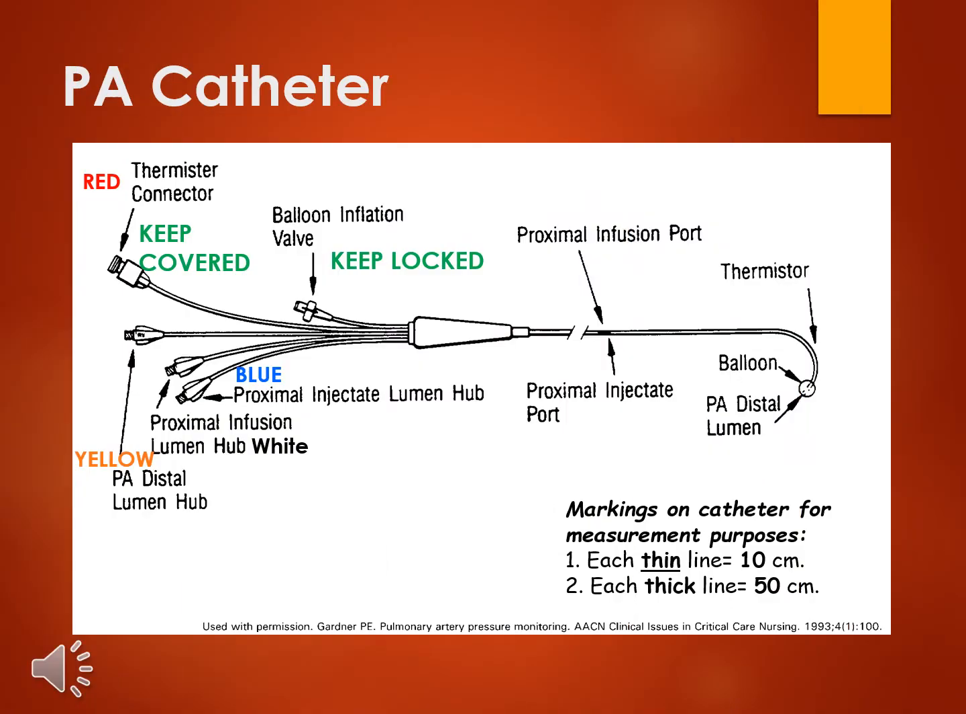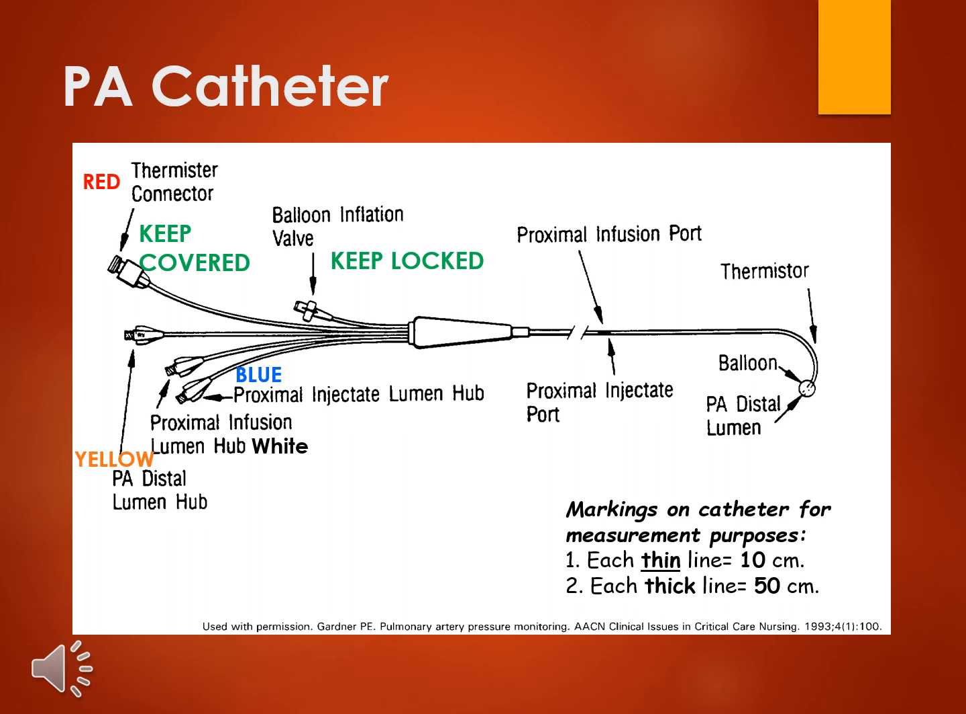Here's a picture of a pulmonary artery catheter. Notice that it has the 5 lumens. I've just kind of diagrammed the color of each one of these lumens. The other thing is I want you to recognize that they have markings on the catheter. Each thin line is 10 centimeters. Each thick line is 50 centimeters. This is just a good indicator of how far the catheter is in the patient.